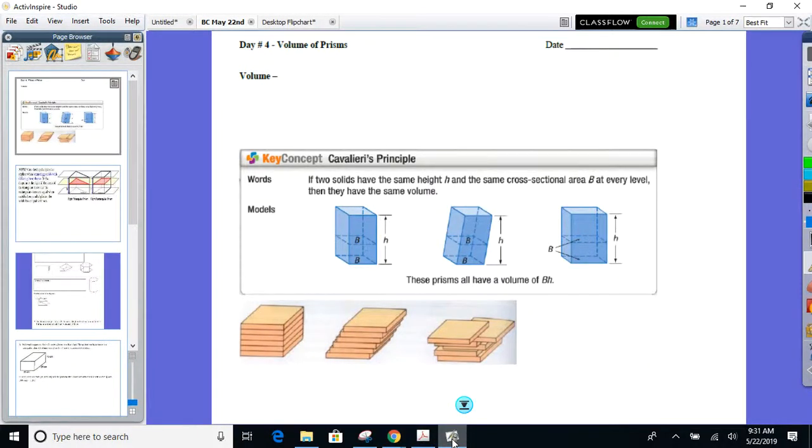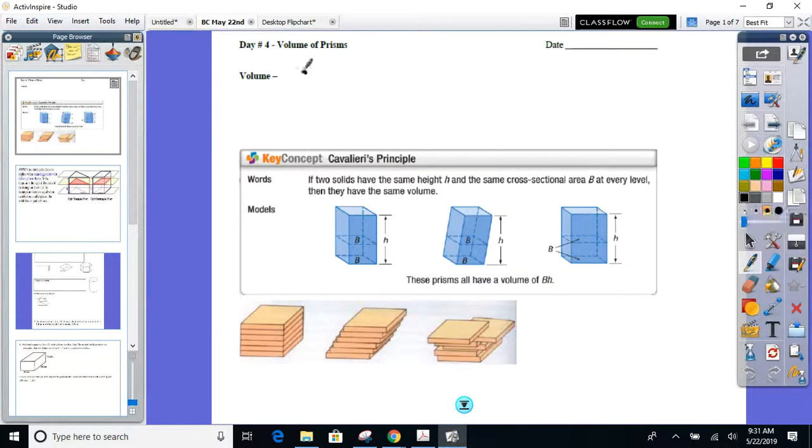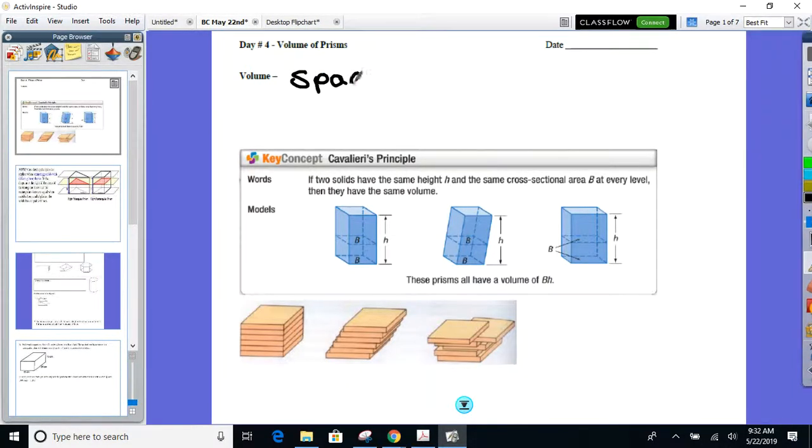And because we have a shortened class, I'm just going to go right up to the bell. Okay, so try to pack up. We're not going to get through everything. I'll finish it on Tuesday. All right, so volume now. The only definition I'll have you do here is the space that a polyhedron occupies.